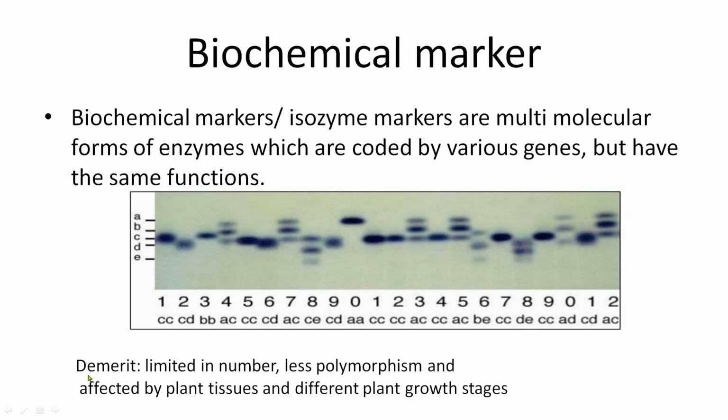Some of the demerits are that they are limited in number, and the amount of polymorphism you can see is very little compared to DNA markers. They are also affected by plant tissues and different plant growth stages. Some of the enzymes produced are limited to only certain stages, either the filling stage, or the grain stage at flowering. Some enzymes are produced at the maturity stage, so it differs from time to time and there is a limitation.